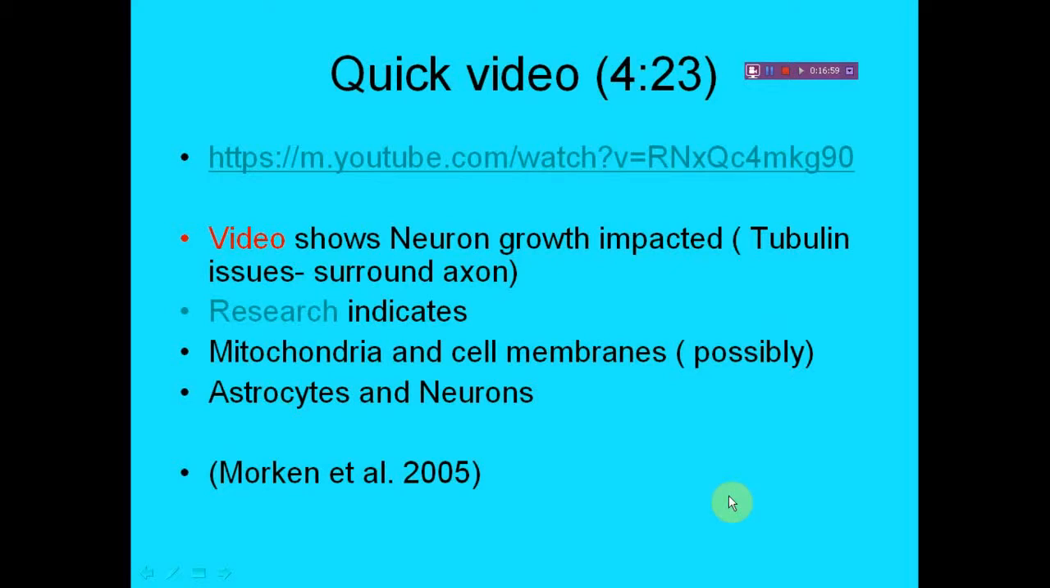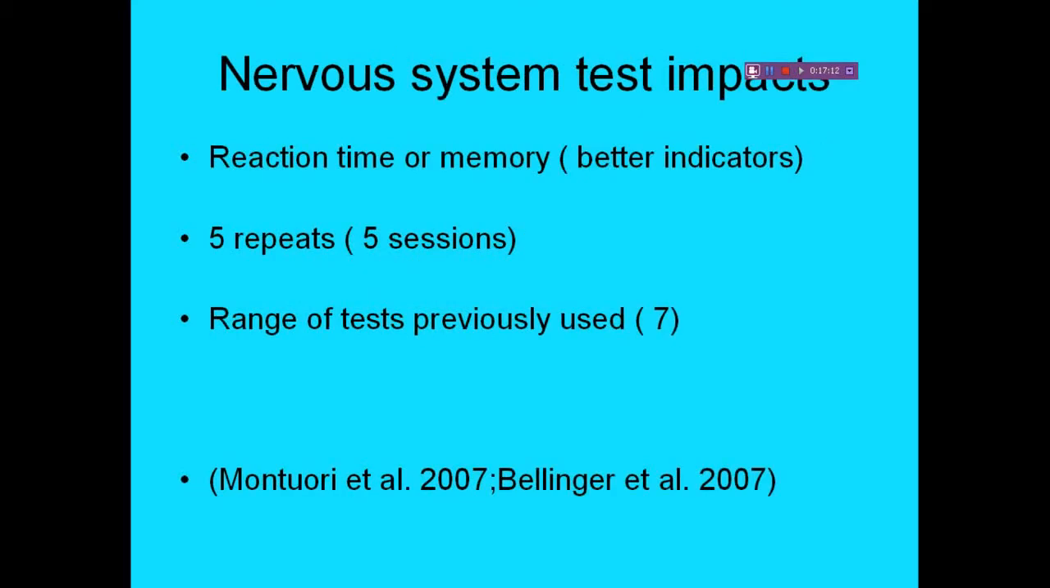It affects astrocytes and neurons, because neurons aren't the only central nervous system cells. We also have astrocytes, which are involved in regulation of blood pressure. So this can actually lead to things like cardiovascular issues as well. So anyway, nervous system test impact.